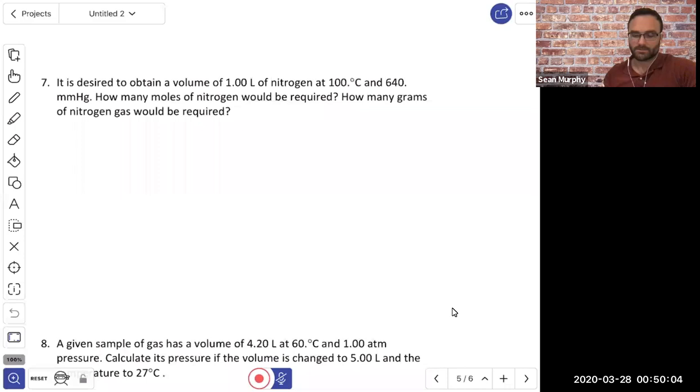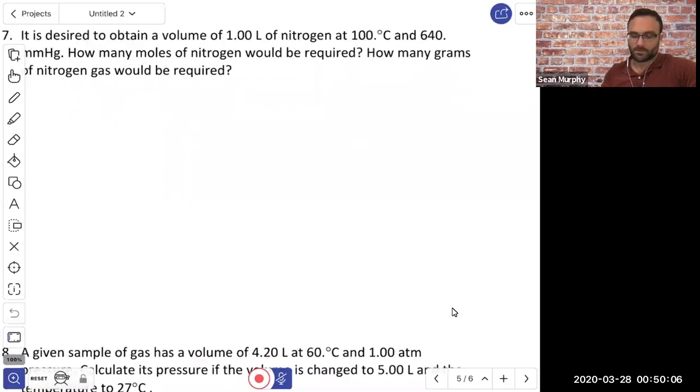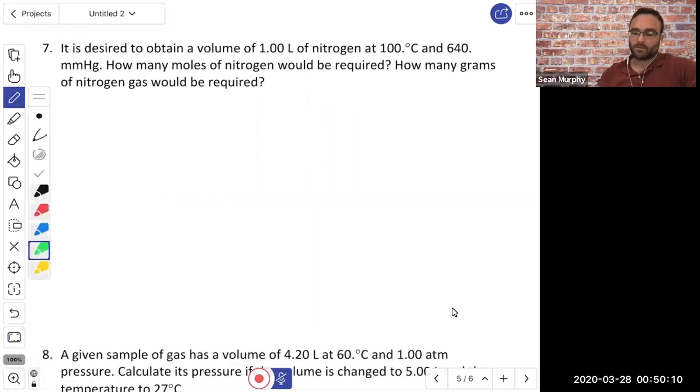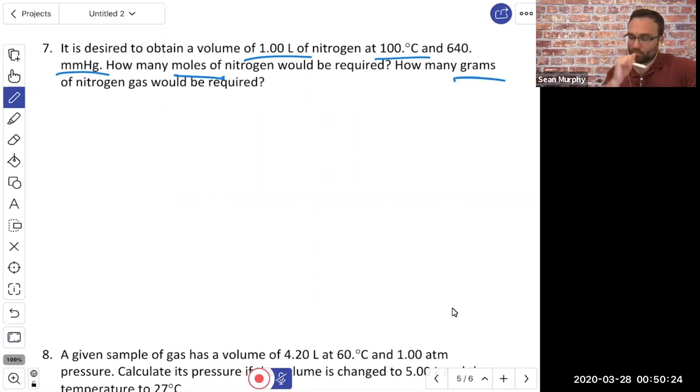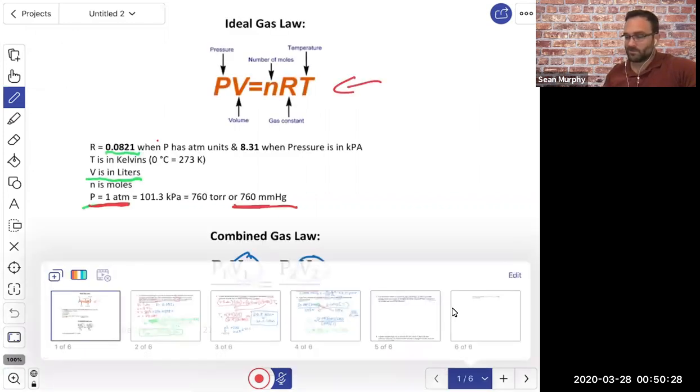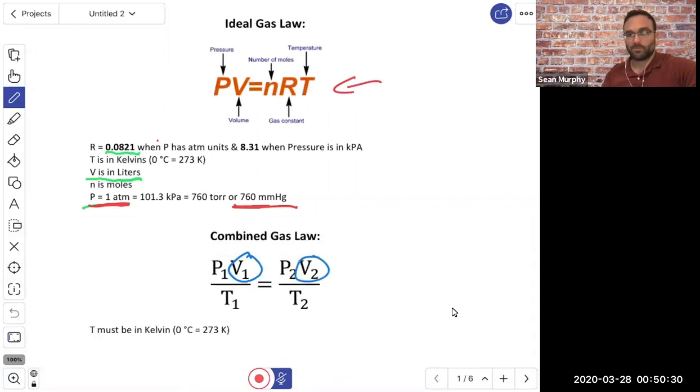It never ends. The problems, they never end. It is desired to obtain a volume of 1 liter of nitrogen. I'm going to go a little bit faster for the last three. 100 degrees Celsius, 640 millimeters. How many moles? How many grams? Well, there's only one formula that talks about moles, and it's not the combined. It's the PV equals nRT.